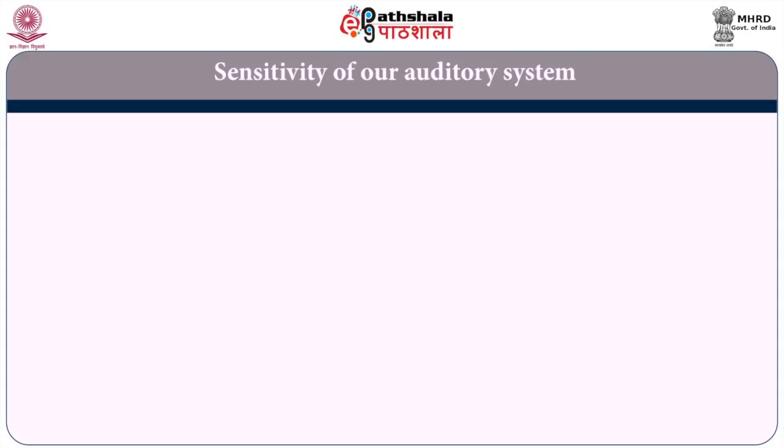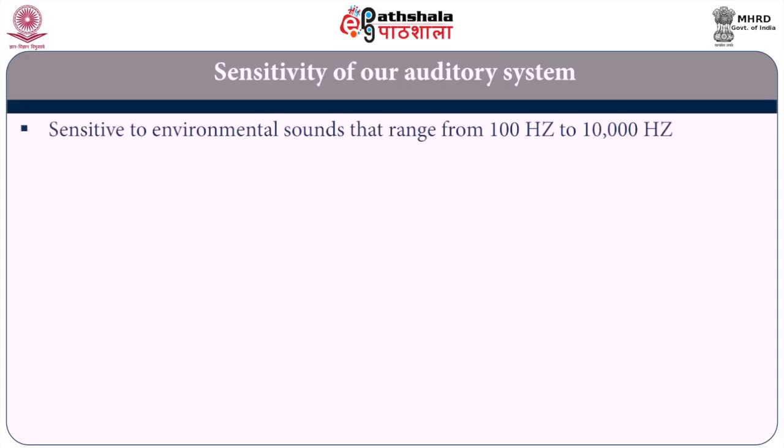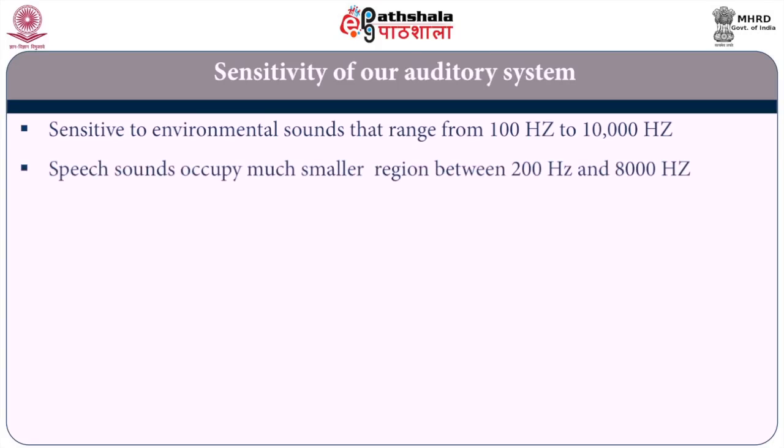So, basically, our human auditory system is very sensitive to a wide range of sounds, ranging from, say, about 100 to 10,000 hertz. But today we are talking about speech perception. So, to focus on speech, the sound range is not as broad. Speech sounds are spread out on the auditory spectrum from, say, about 200 to 8,000 hertz. Speech sounds also vary tremendously in terms of loudness. Some are very soft, some are very loud. Vowels are louder than consonants, right?